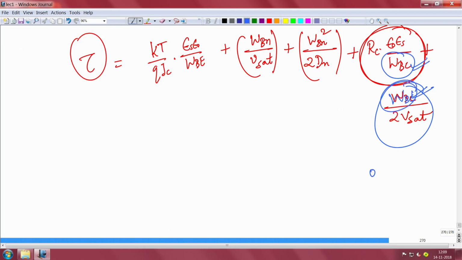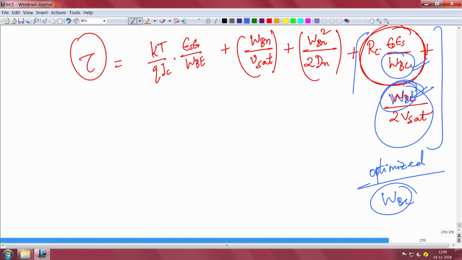So, there is always an optimized WBC, which is the optimized base collector depletion width across which you will be minimizing this sum. You will be minimizing this sum. Okay. Similarly, you see that the neutral base width has to be small. The thinner the base is, the faster the devices will be, because the delay will come down.